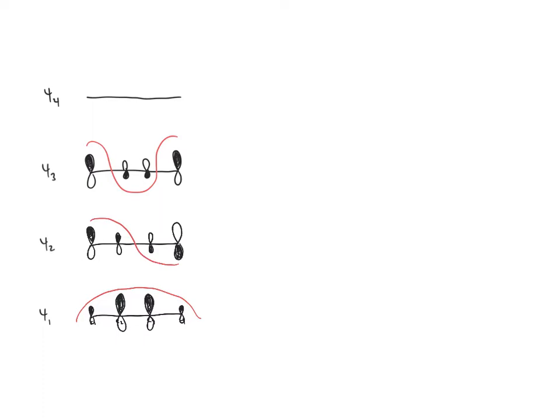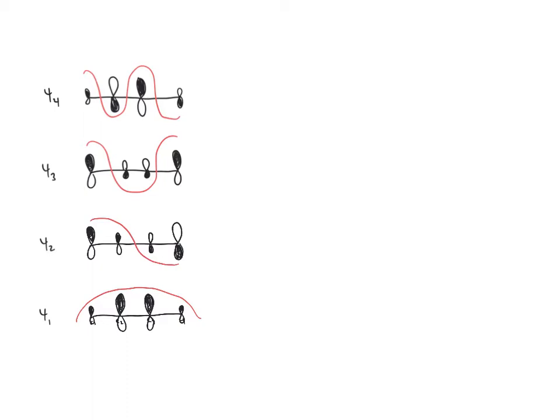And finally, there's going to be a node in between each of the carbon atoms. And so there's our wave again. And then this system will look a lot like psi1 in terms of the size of the orbitals. But as you cross the nodal planes, you're going to change the phasing once more. Okay, so we have 4 different wave functions to describe the 4 different molecular orbitals.